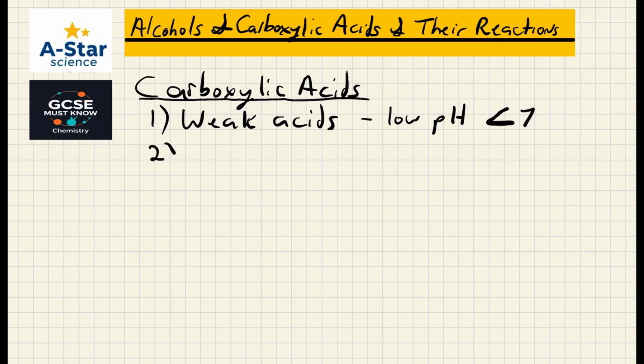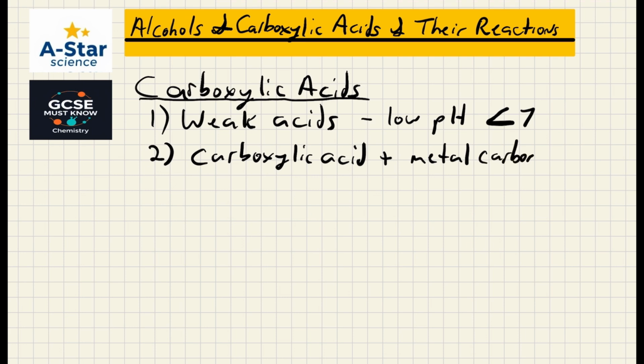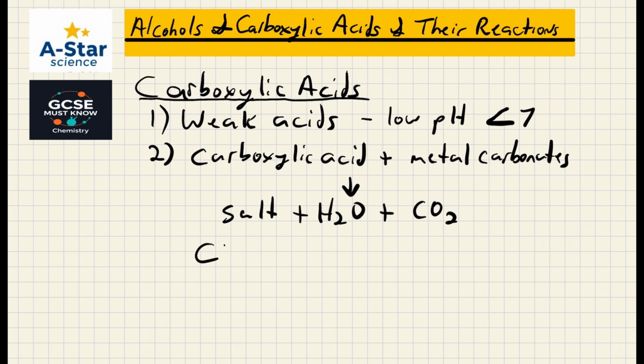Okay. Number 2, as a weak acid, a carboxylic acid is going to react with metal carbonates. And they're going to form a salt plus water plus carbon dioxide gas. And so we can look at an example of that. For example, if we take ethanoic acid, ethanoic because it has 2 carbons, plus let's take sodium carbonate.